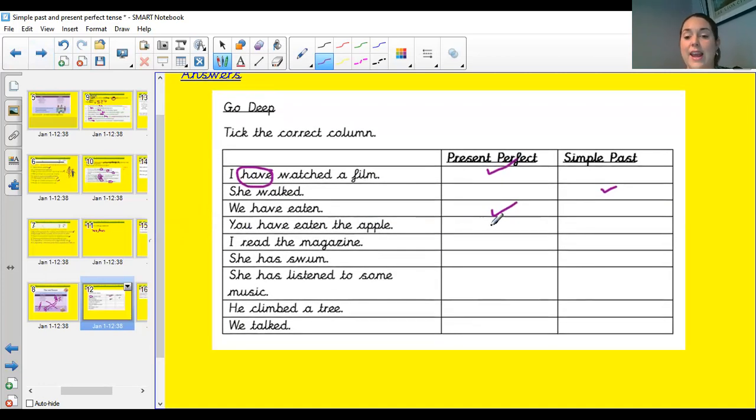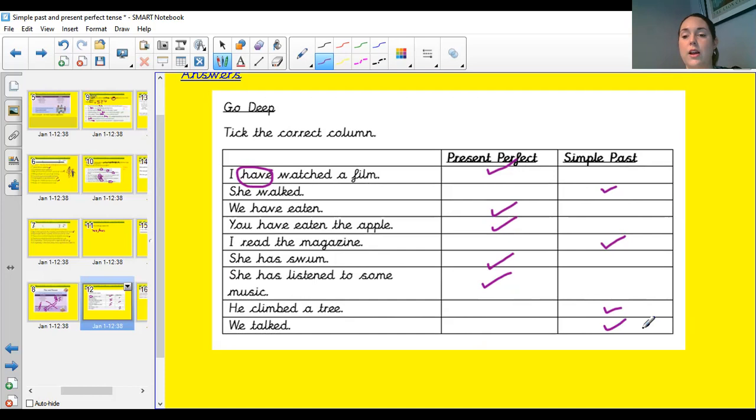You have eaten the apple. Present perfect. I read the magazine. Simple past. She has swum. Present perfect. She has listened to some music. Present perfect. He climbed a tree. Simple past. We talked. Simple past.